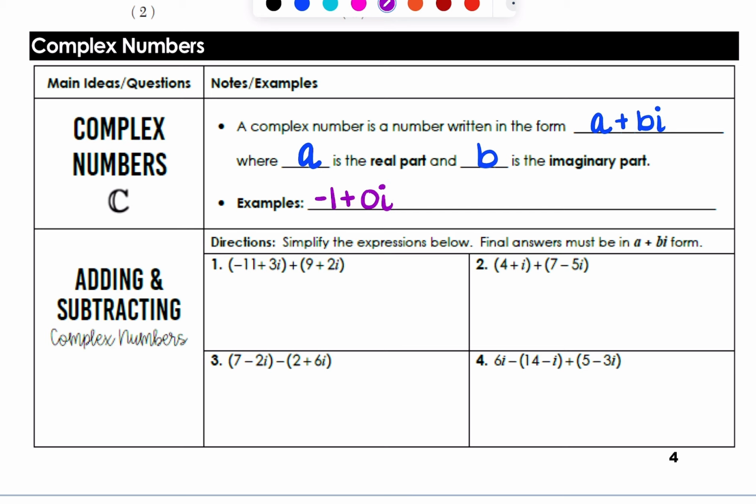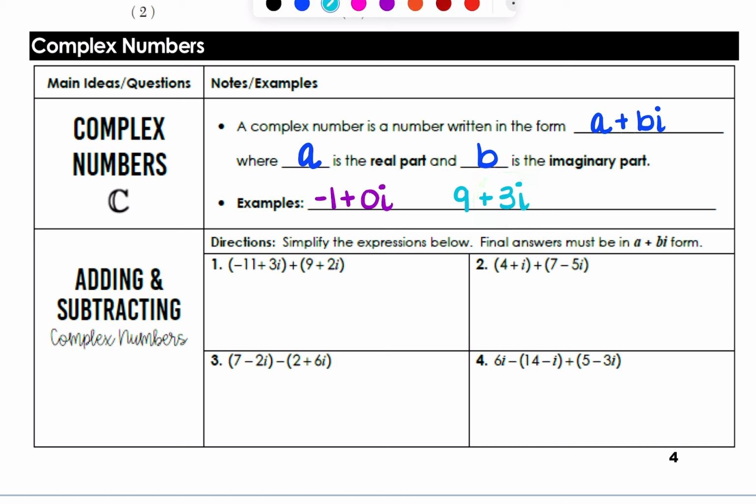Okay, we could also have something with other values. We could have 9 plus 3i. These values can be any numbers. They don't have to be ones or zeros. There could be any coefficients. They could have any signs. But it is broken up into a real number, 9, and an imaginary number.